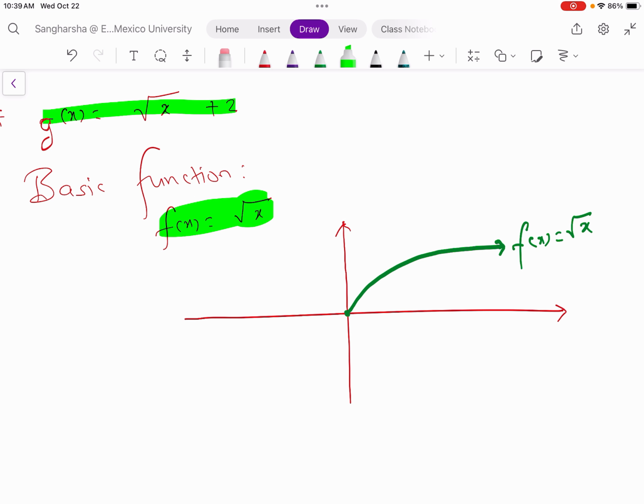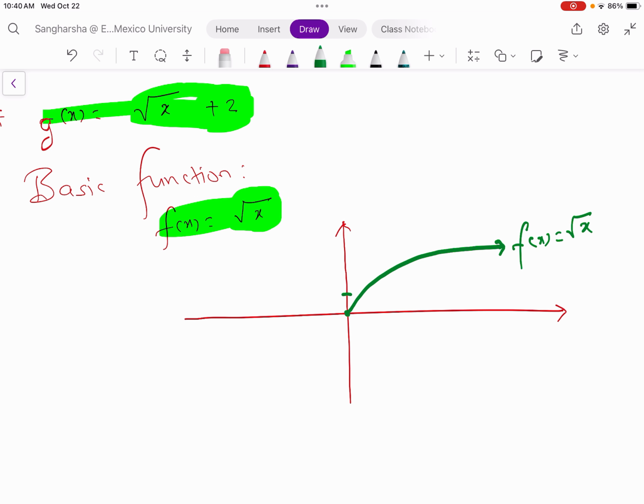So this is what we have: the square root of x. From this square root of x, our target is getting the square root of x plus 2. Now, how do we get that? By adding 2. What does adding 2 mean for a basic function? Are we moving left, right, up, down? We are moving up by how many units? 2 units. So we move this basic function graph up by 2 units.